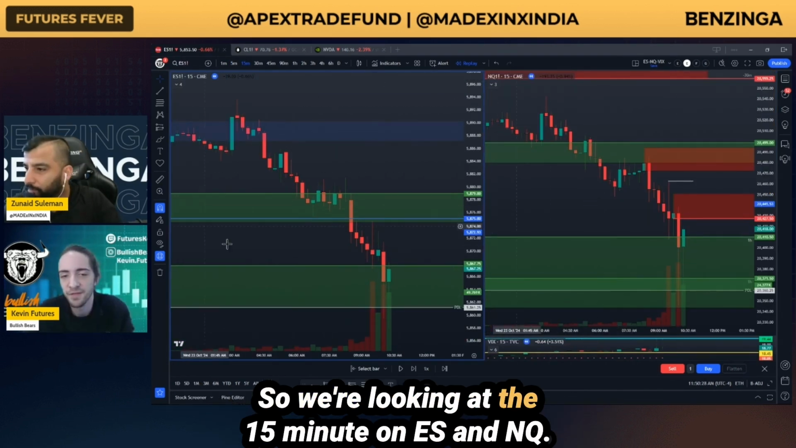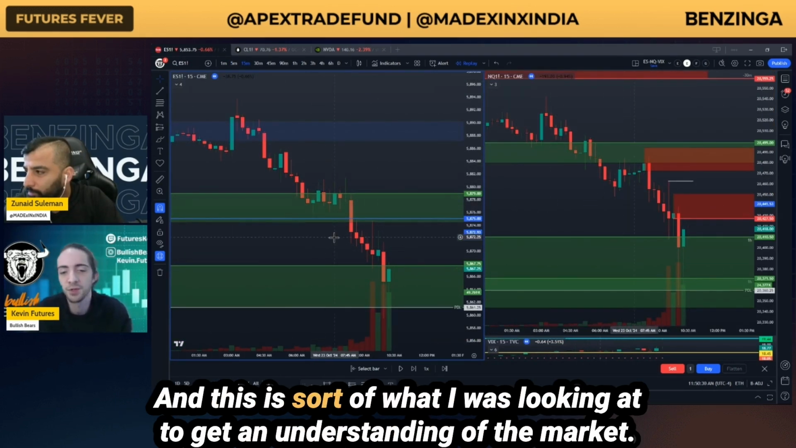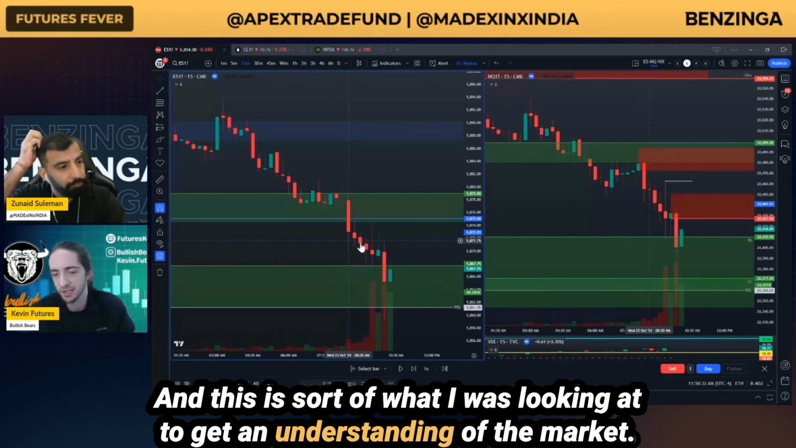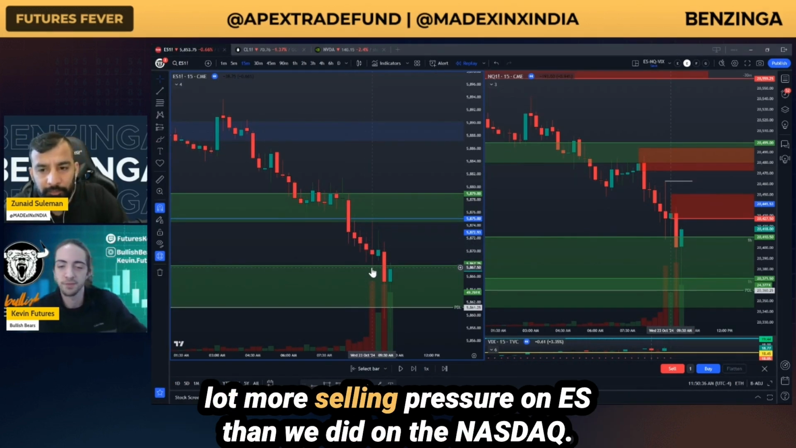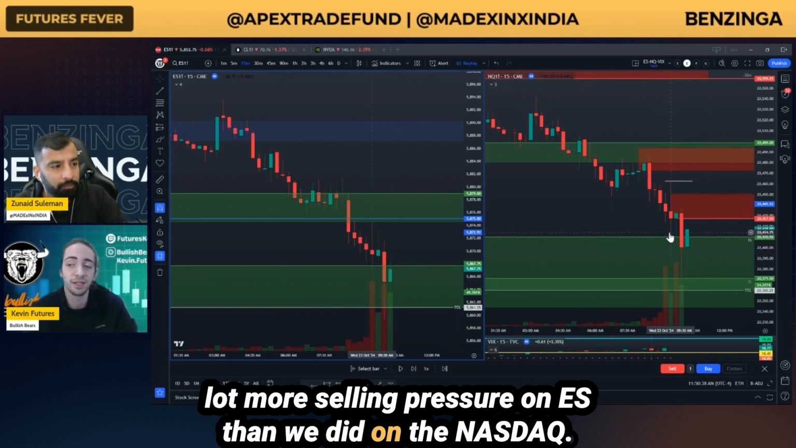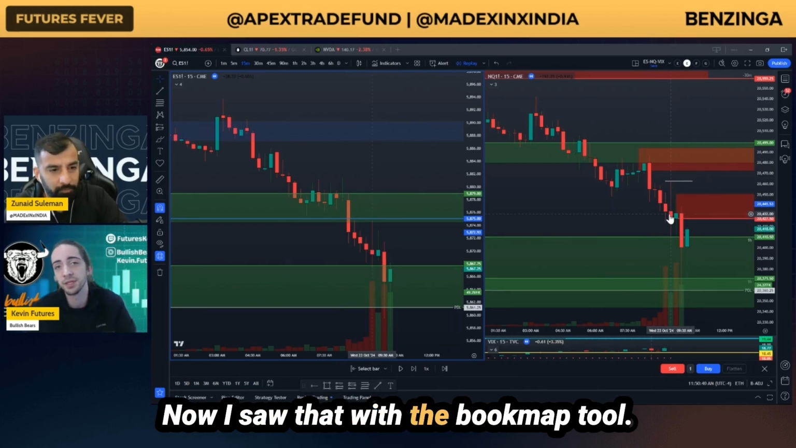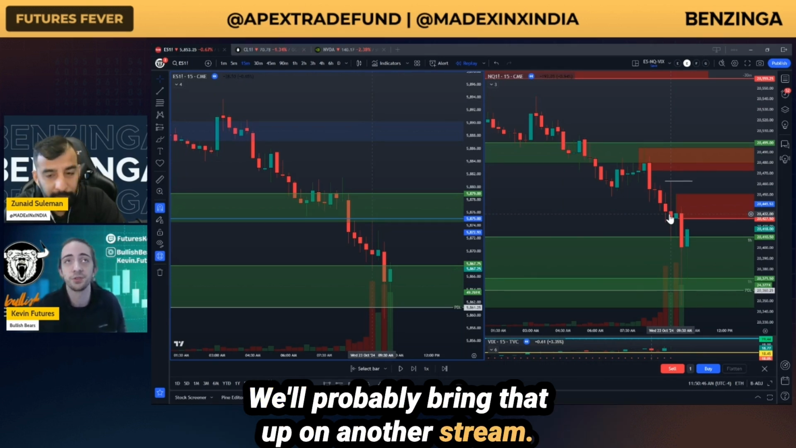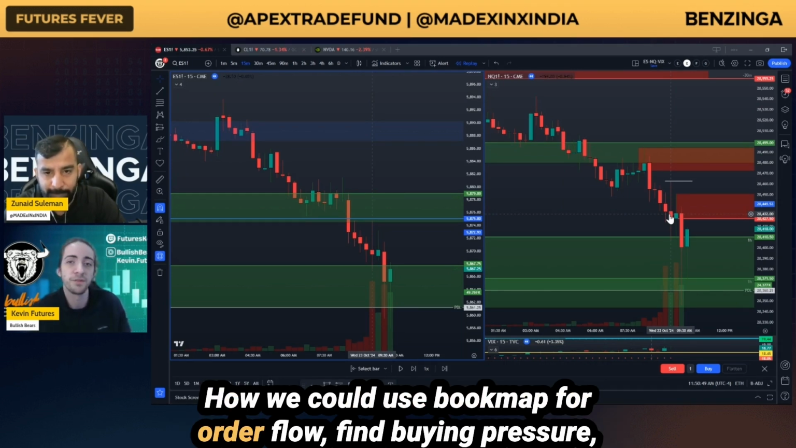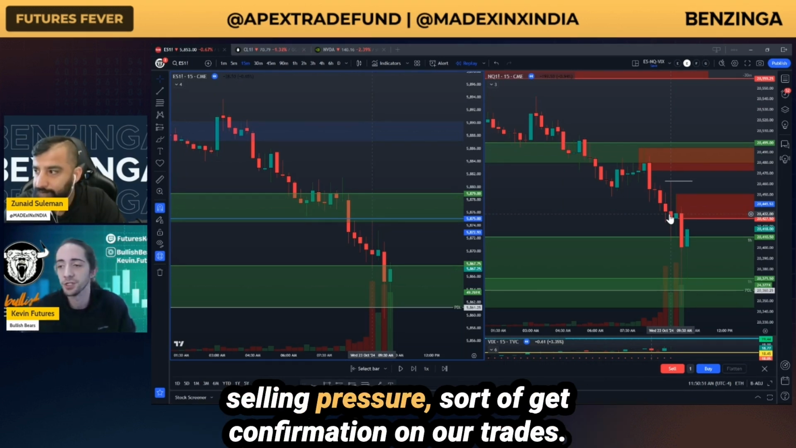So we're looking at the 15-minute on ES and NQ, and this is what I was looking at to get an understanding of the market. Now we were coming into a demand zone, but we had a lot more selling pressure on ES than we did on the NASDAQ. I saw that with the Bookmap tool. We don't have that up today, but as you mentioned, we spoke about it. We'll probably bring that up on another stream, how we could use Bookmap for order flow, find buying pressure and selling pressure, and get confirmation on our trades.